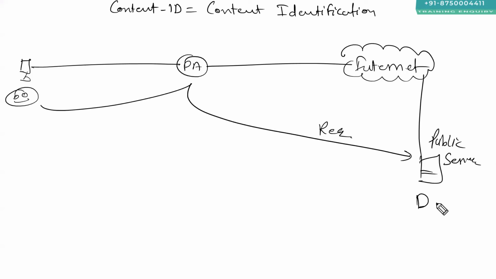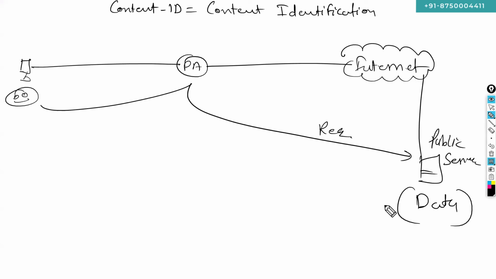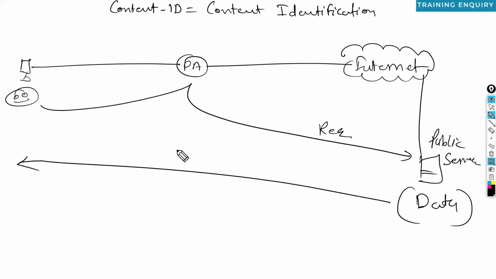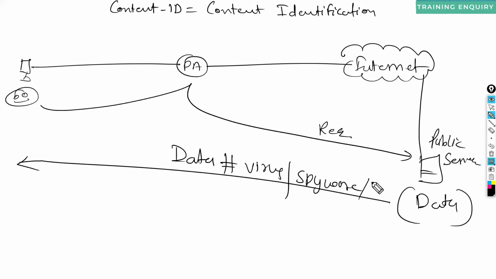Now this public server has some data. That data will come in the response through firewall. But that data can have a virus, can have spyware, okay, or we can say any attack. Now, how can we protect our network from such kind of virus, spyware, and attack?